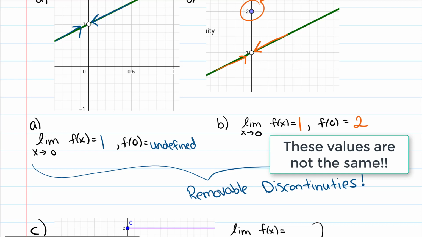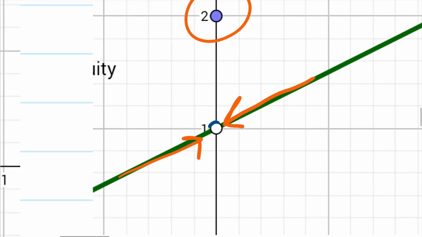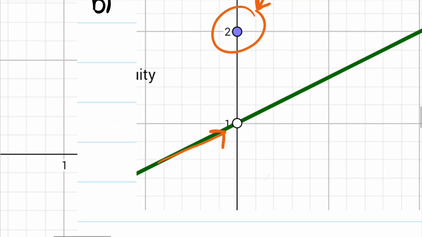We call them this because if you notice, it looks like we took a point and just took it out of the graph. So if this point was solid, this would be continuous. However, it's like we punched a hole in the graph, so it creates a removable discontinuity.